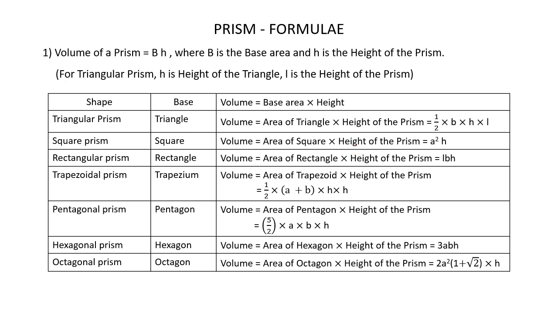Similarly, a rectangular prism would have a base which is a rectangle. So base area would be the area of the rectangle. So volume of a rectangular prism would be equal to area of the rectangle multiplied by height of the prism, and so on. So this table gives us the different formulae for the different types of prisms.